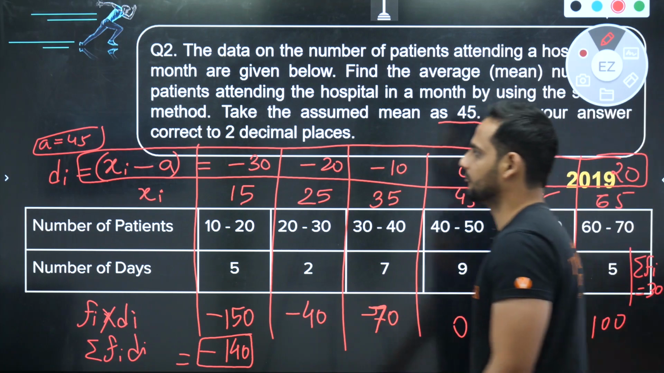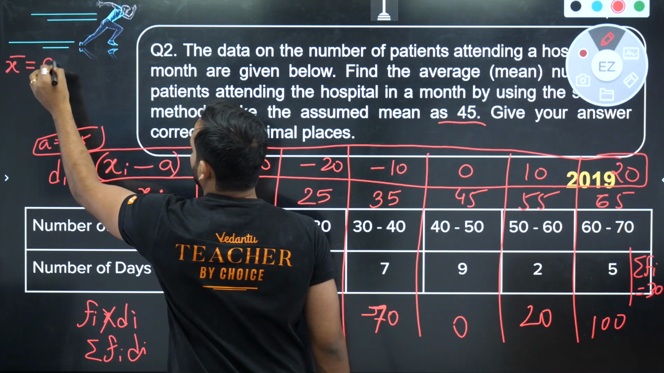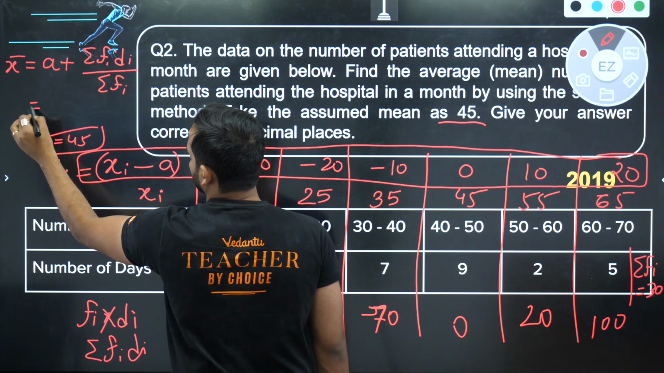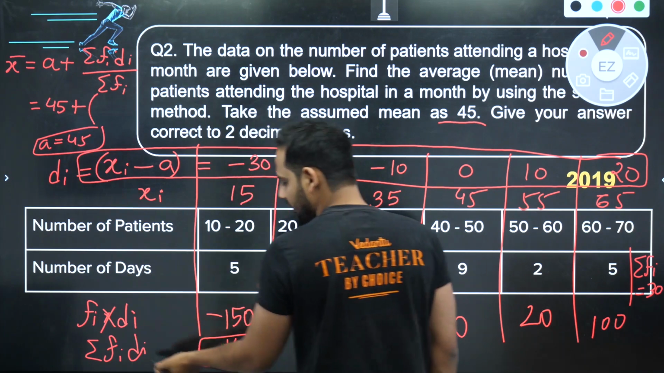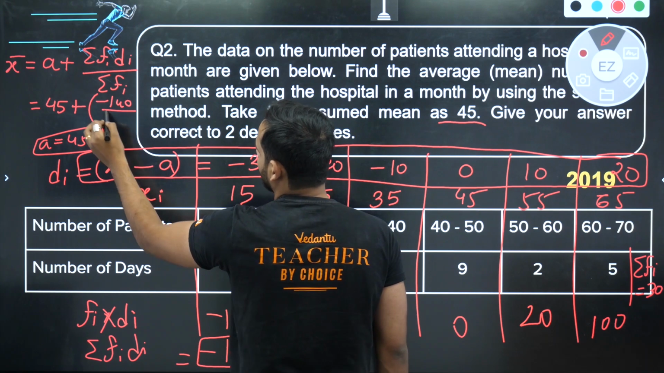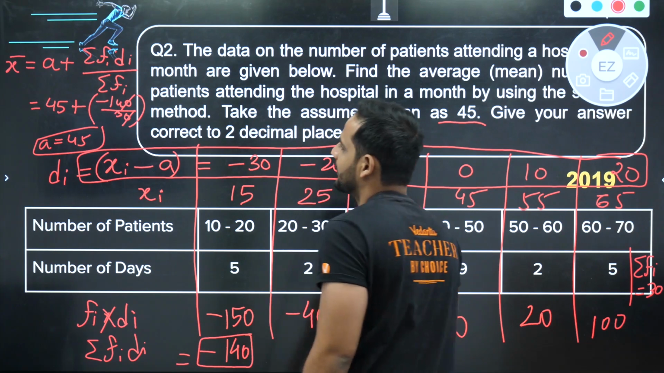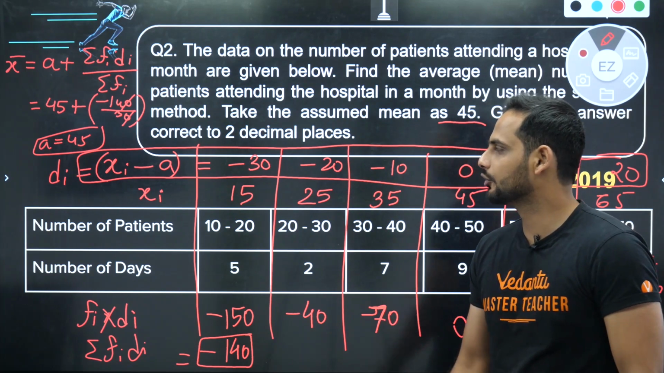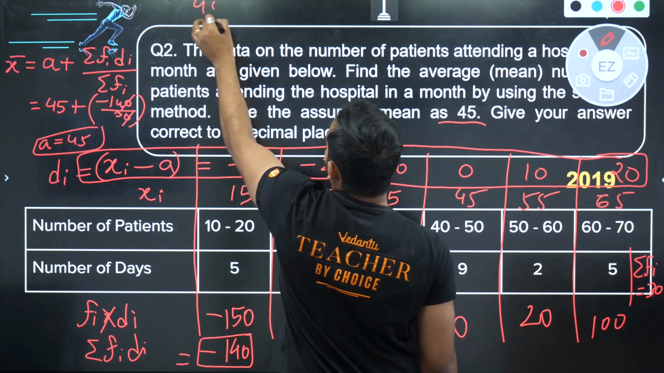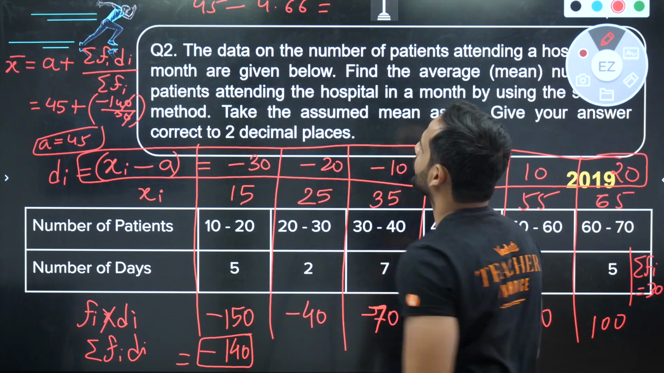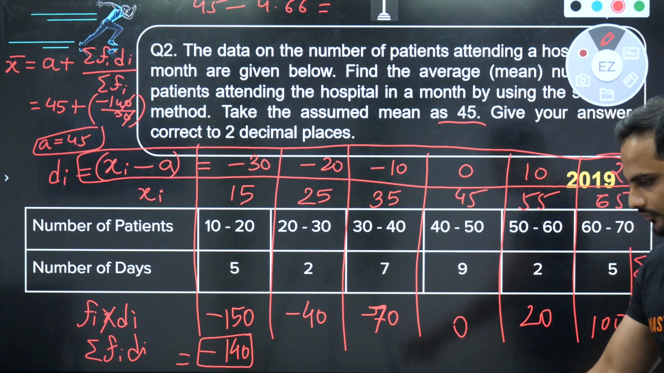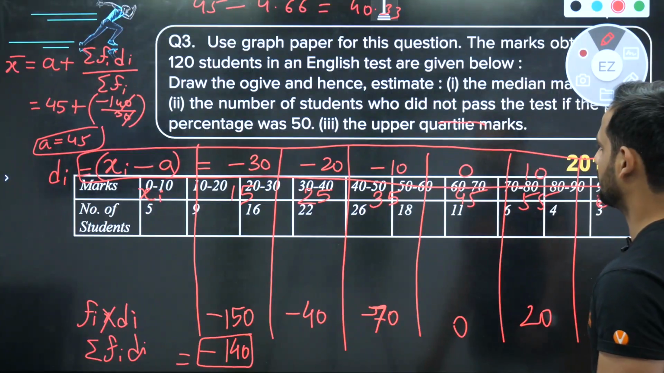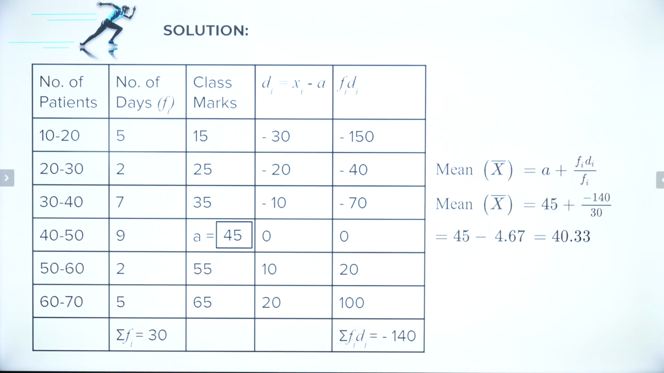So beta, now you know that the formula for mean is A plus summation of fidi divided by summation of fi. So you will solve it for 45 plus, even if it is negative, no problem, minus 140 divided by 30. So just solve this. You'll be getting 45 minus 14 by 3. If you convert it into decimal, it is going to be 4.66. So you will be getting 45 minus 4.66, which is equal to 40.33. 40.33 is going to be your answer.